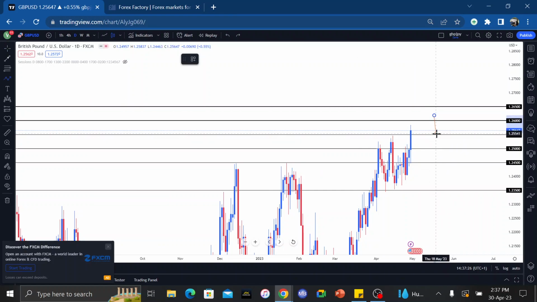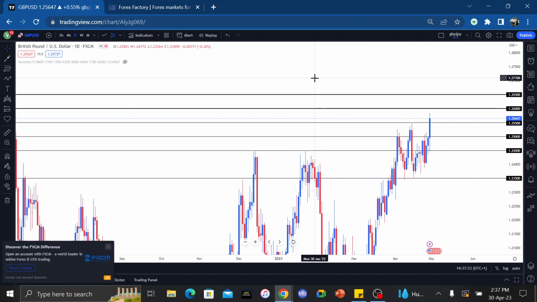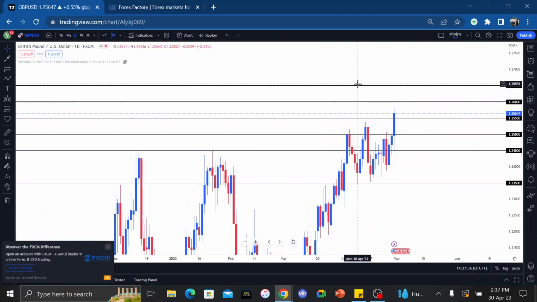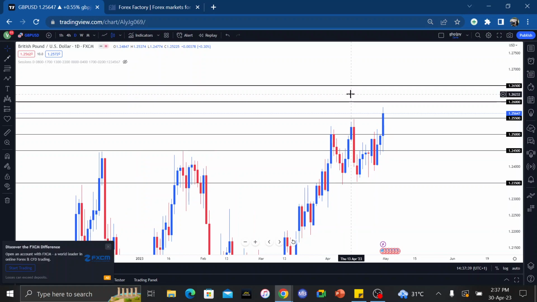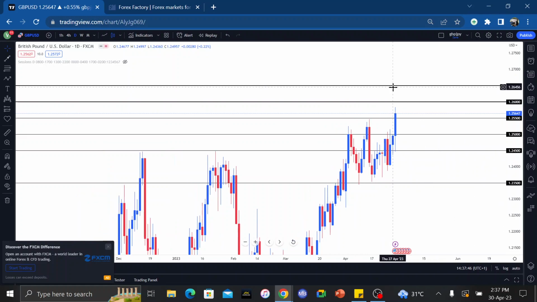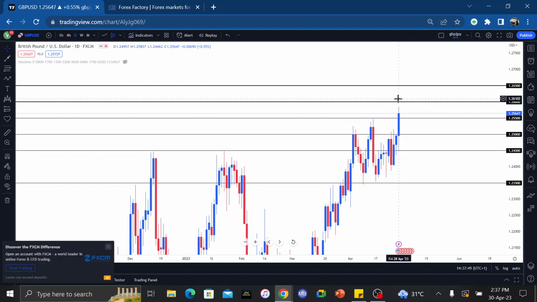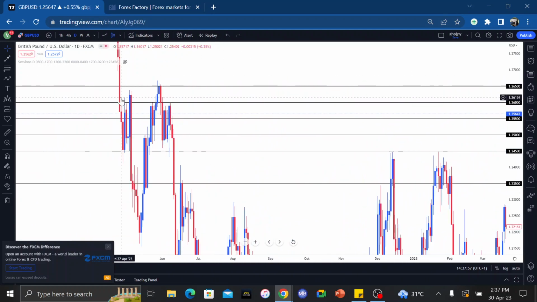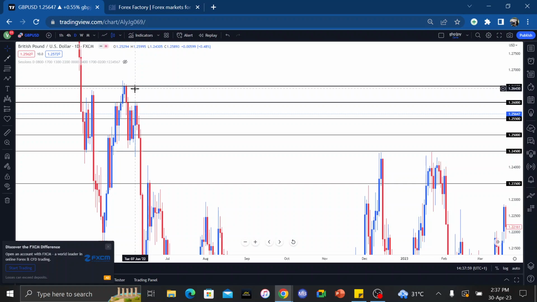So something like this, there would be a pullback here, and we can just start seeing legs to the downside before any push to the upside again. One key area where we might get a possible reversal is 1.26000 and 1.26500. If price breaks above 1.26000, there's nothing stopping it from heading up to 1.26500, and this is where we might see a major or minor reversal on GBP USD.